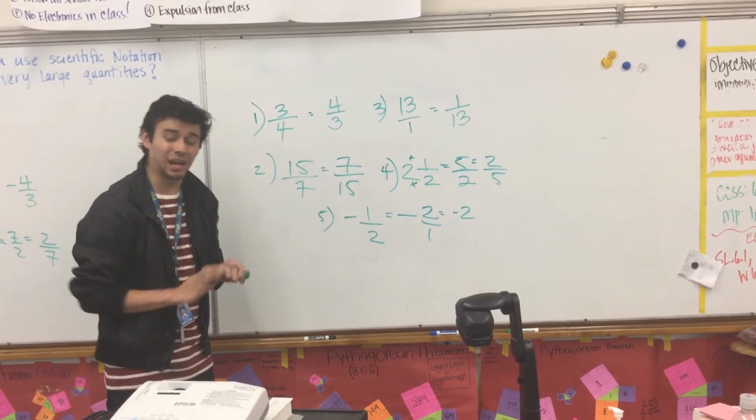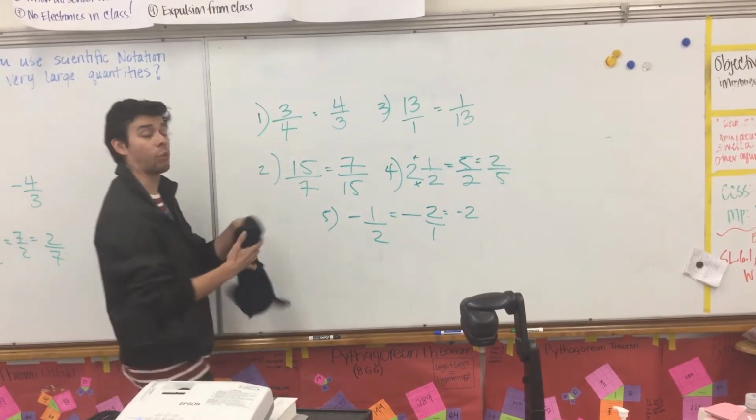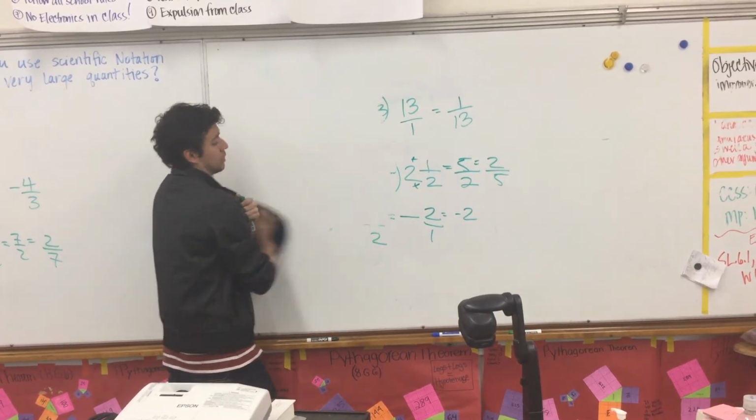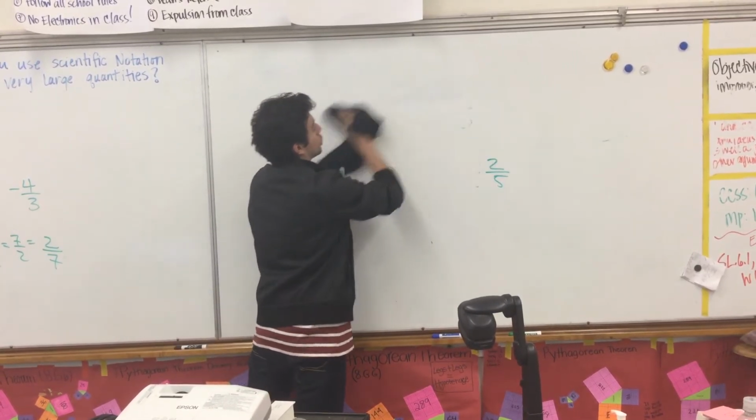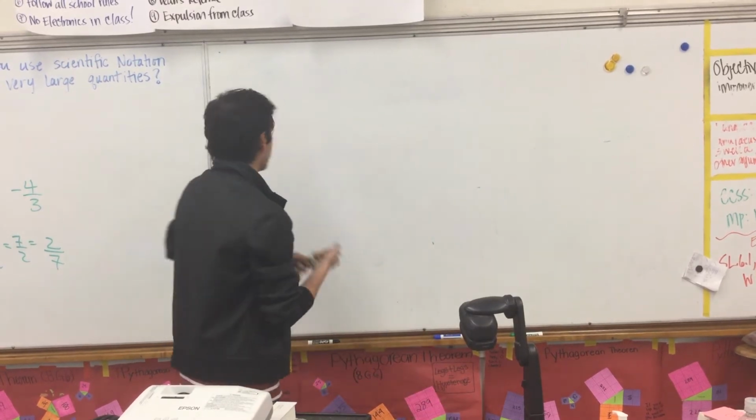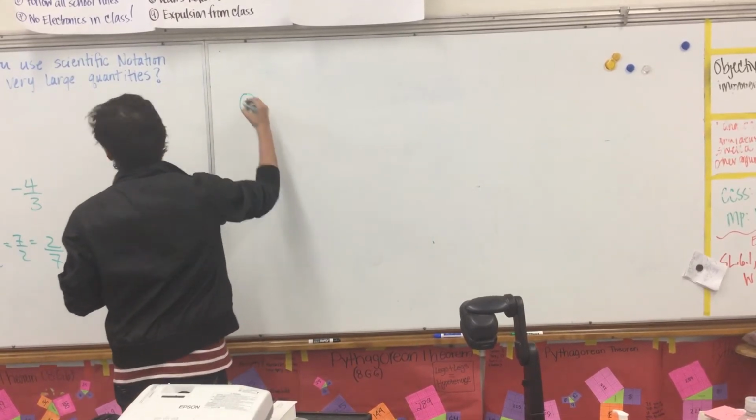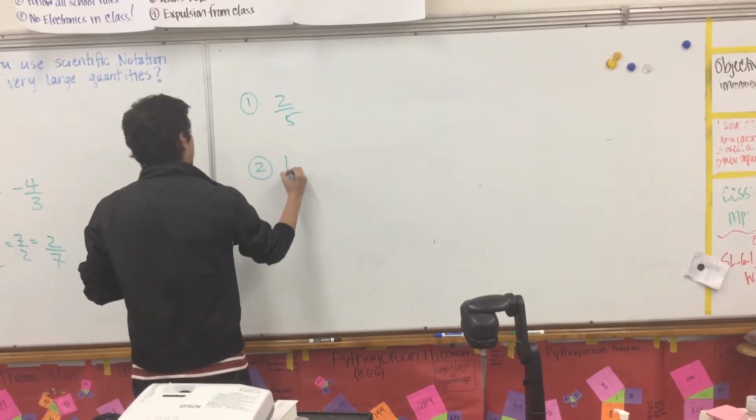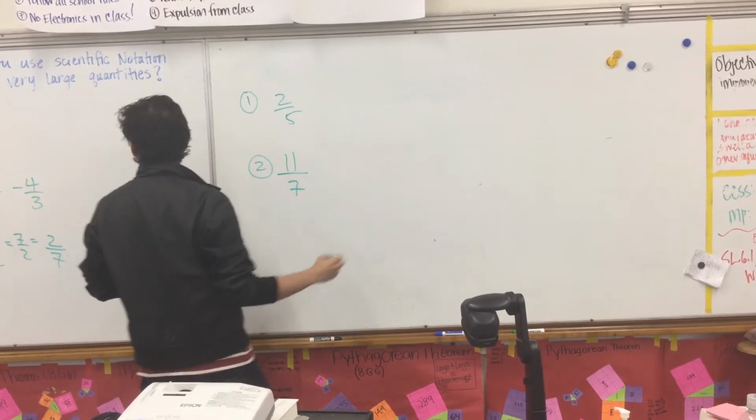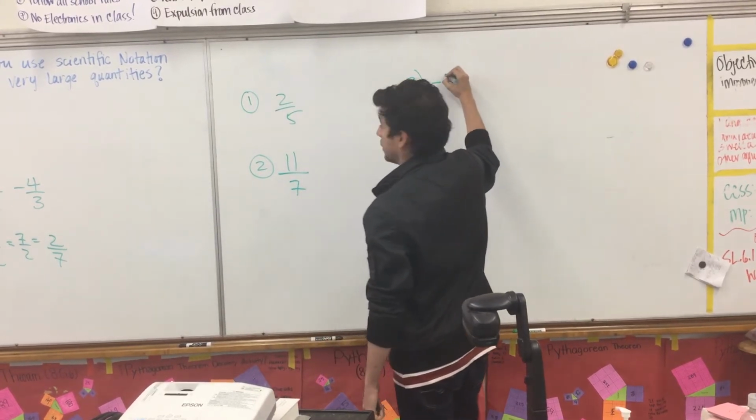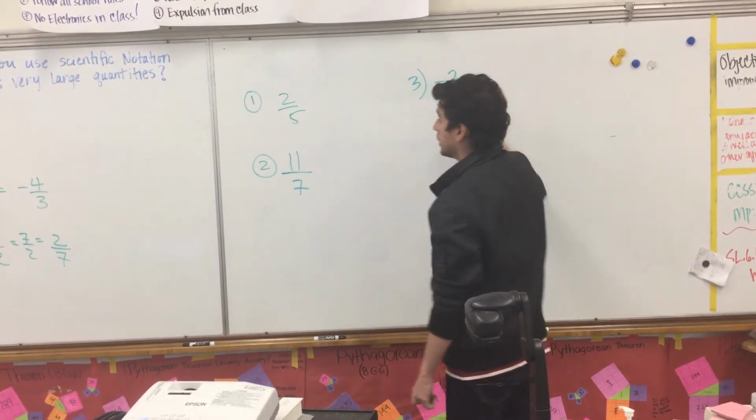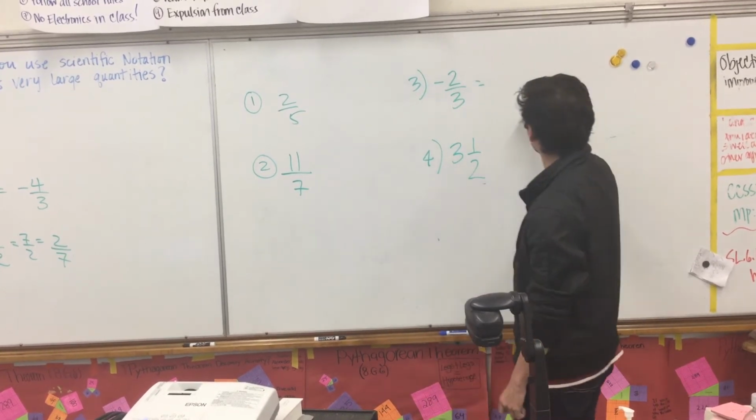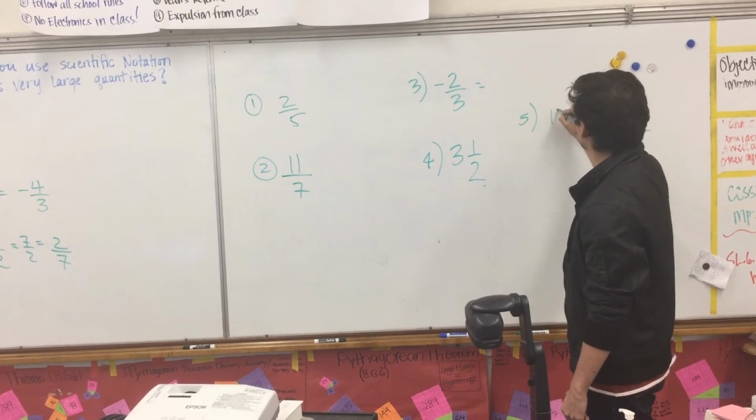What I'm going to give you right now are some examples that we did on the whiteboard. I want you to solve these problems. Pause the video first, solve the problems, and then I'll give you the answers. So let's give you the questions. Number 1, 2/5. Number 2, 11/7. Number 3, -2/3. Number 4, 3 1/2. And number 5, 16.